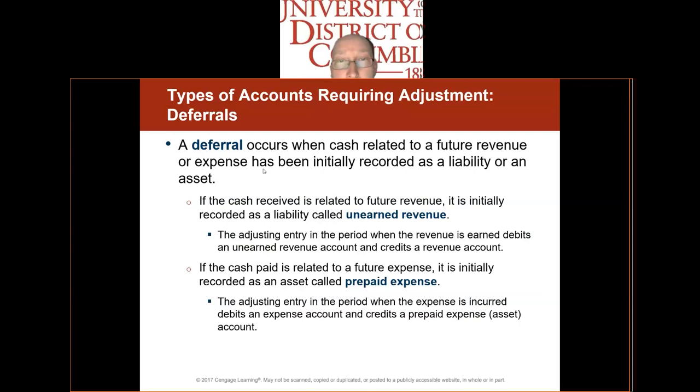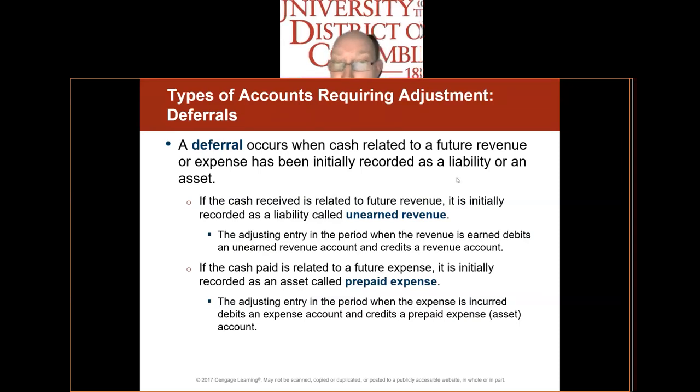All right, let's talk about deferrals. Deferral means I'm deferring it to the future. When you hear the word deferral, it means I'm going to hold off on it until the future. A deferral occurs when cash related to a future revenue or expense has been initially recorded as a liability or an asset. For example, the wedding party makes a deposit on their wedding at the hotel.